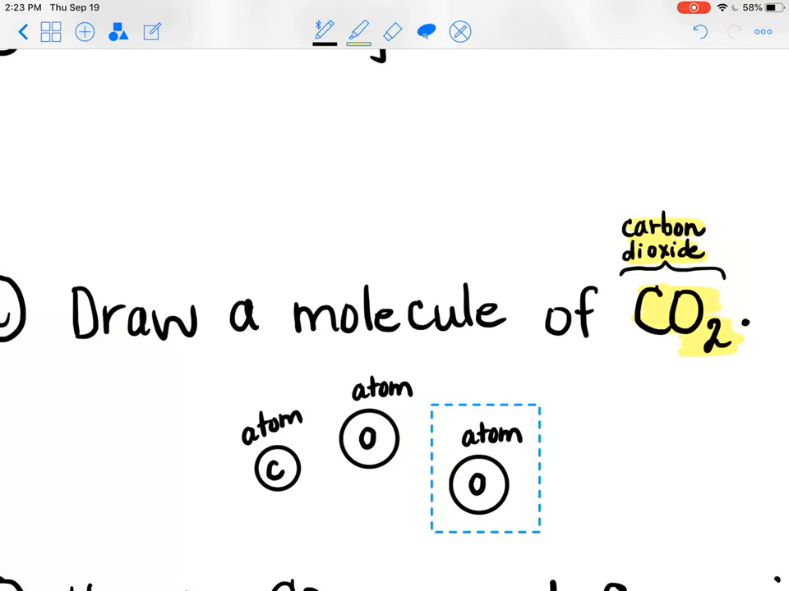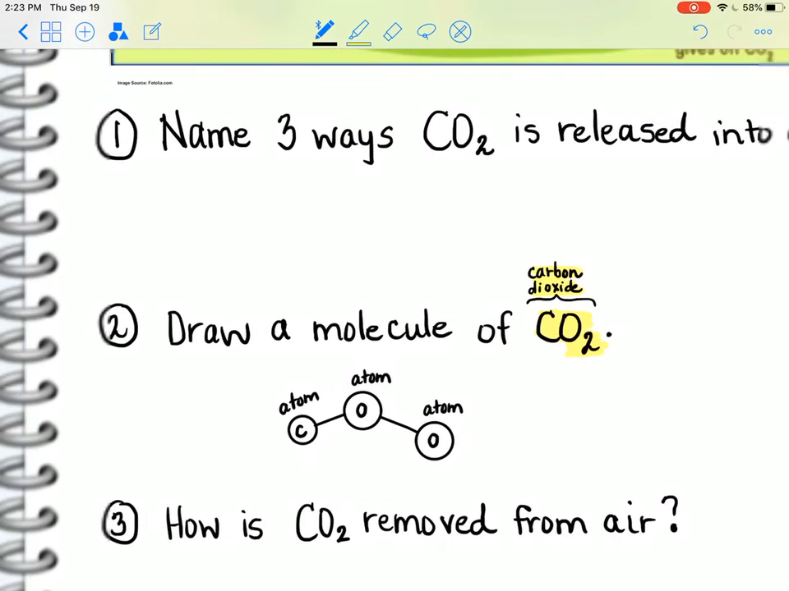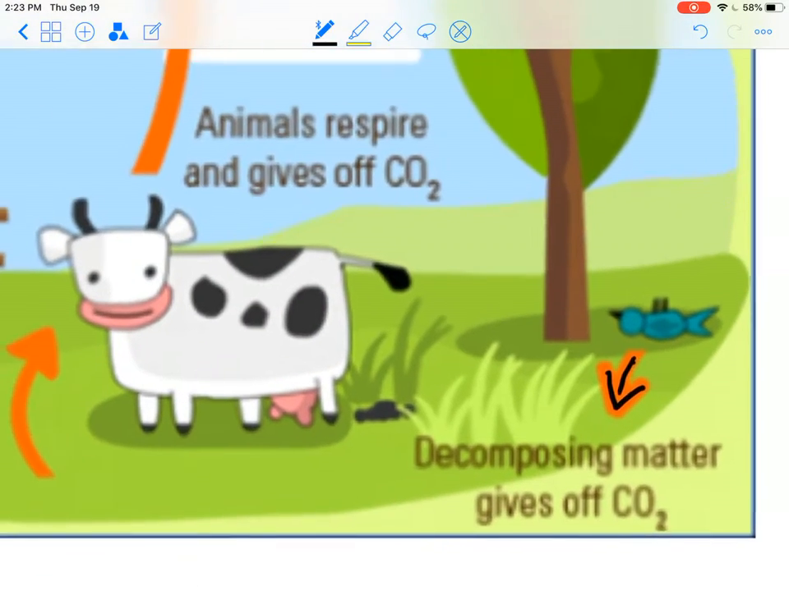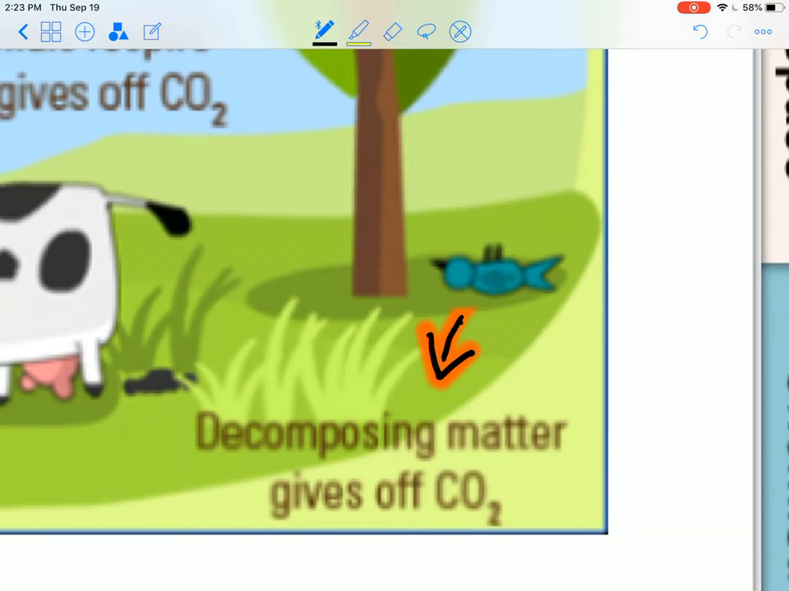Right now, I just have 3 atoms. But as soon as I make the connection, I have a molecule. So this is 1 molecule of carbon dioxide. It has 2 O's and a C. Okay. So back to our picture of our poor little bird. So the decomposing bird is giving off carbon dioxide. Anytime you see CO2, you can substitute the phrase carbon dioxide.